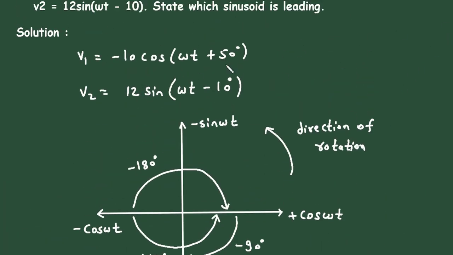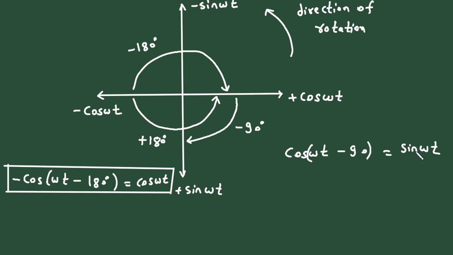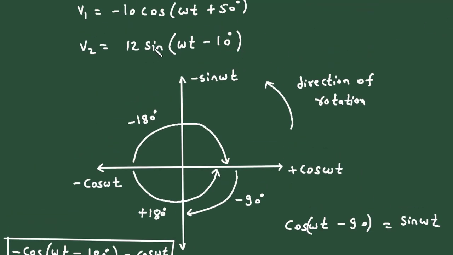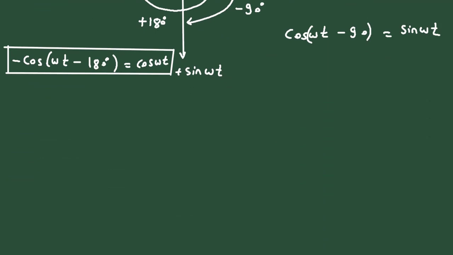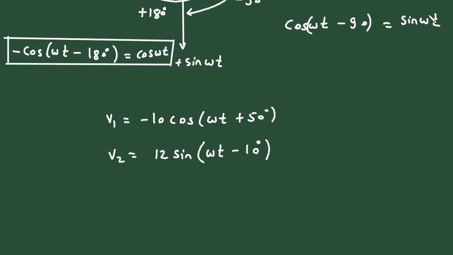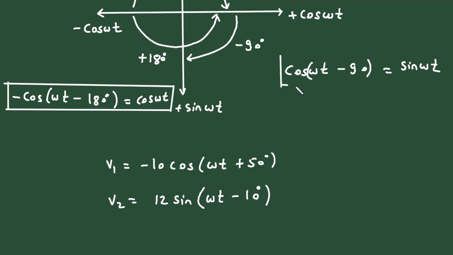If we add this minus 90 degree to this cos omega t, then we get sin omega t, and we have here sin omega t, and we want to convert this into cosine form. That means if we add minus 90 degree to here, then it will be converted into cosine, and here if we add minus 180 degree, then this minus will be turned into plus. So again, let's copy it. And here we will make a square on this because we want to use this formula also.